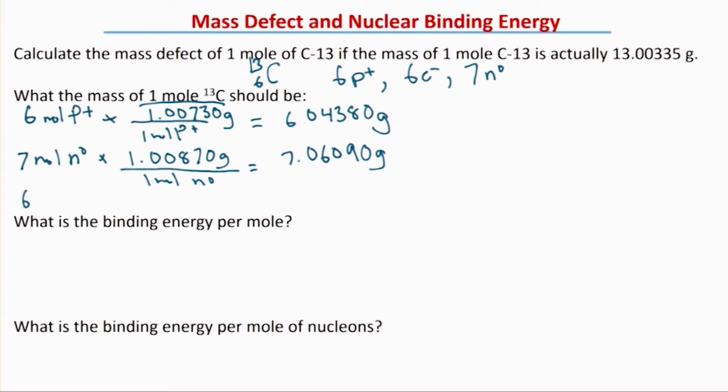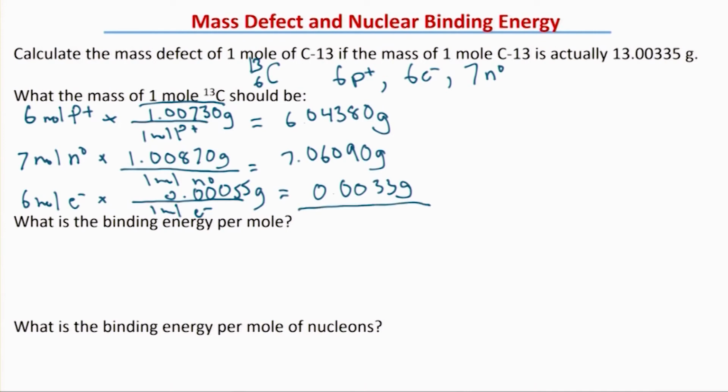And lastly, we're going to do the electrons in this case. So we have 6 moles of electrons. Mass of electron is very small, and it is 0.00055 grams. I hope I can read my handwriting good enough. I think that's what that is, 55 grams. All right, and when I calculated that, I got 0.0033 grams.